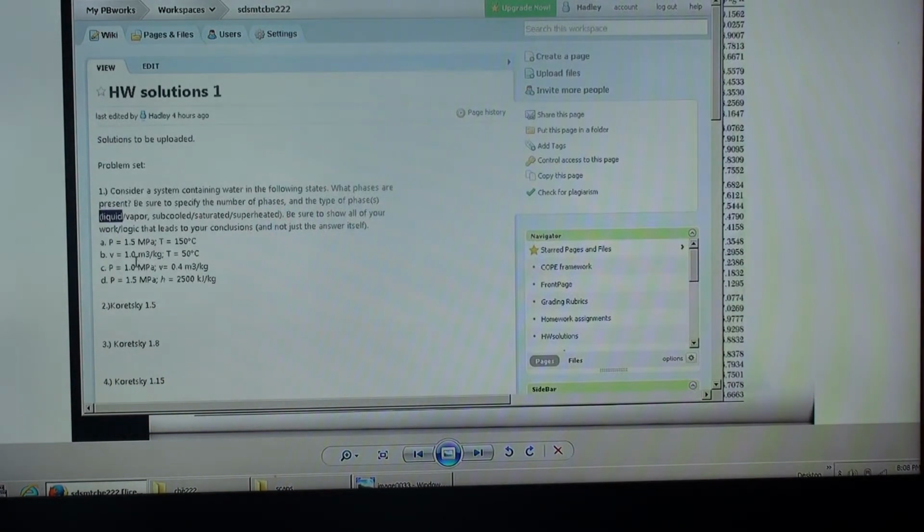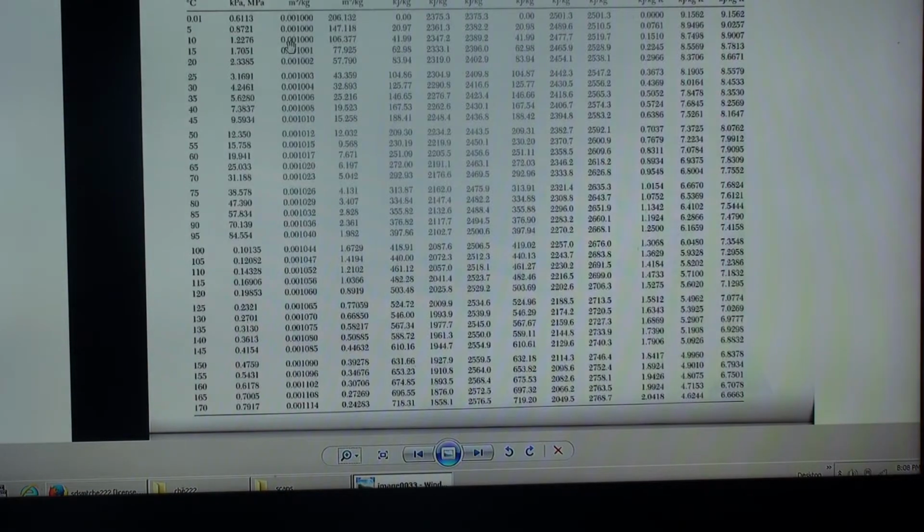Okay, 1. Well, 1 is definitely bigger than 0.01, and 1 is definitely smaller than 12. So yes, I am in between. Okay. So if I'm in between, what does that mean? It means I'm saturated.